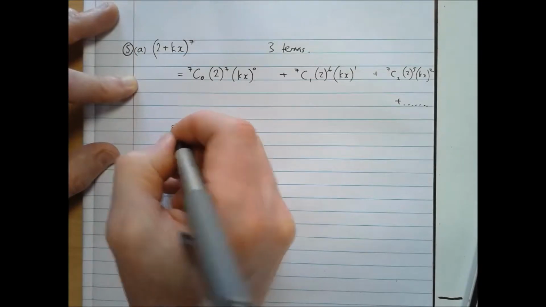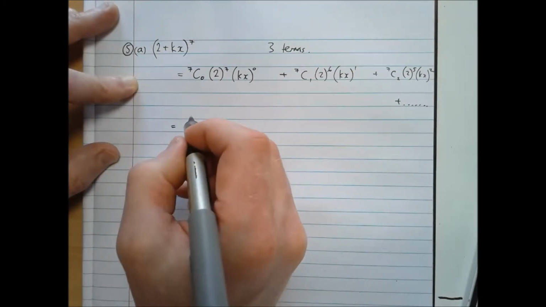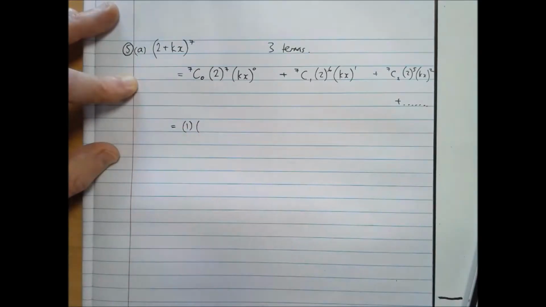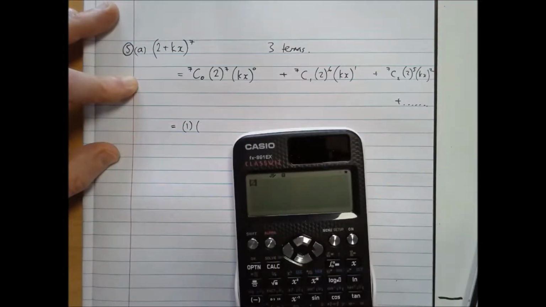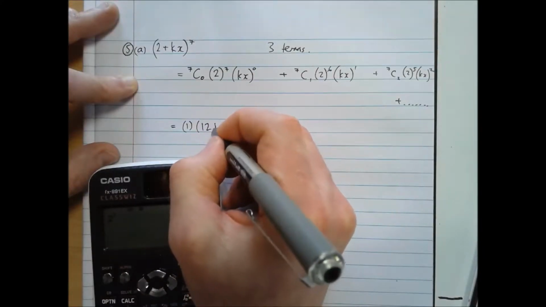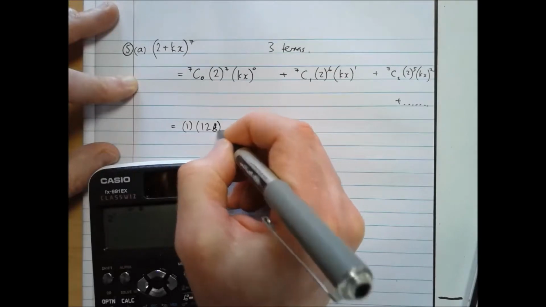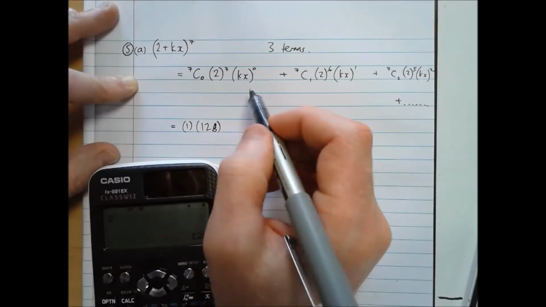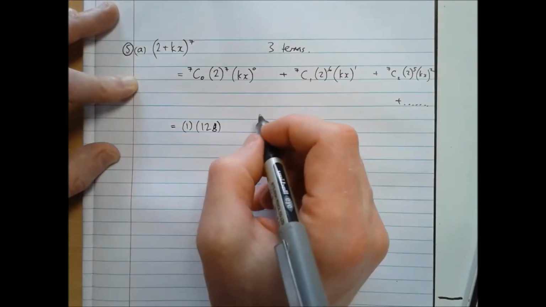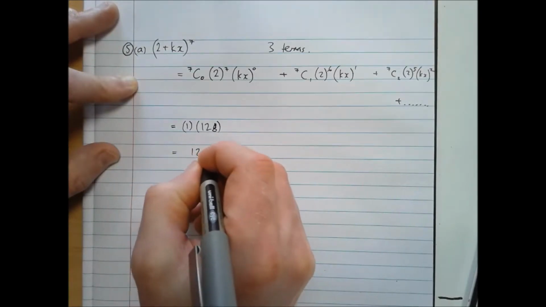Let's tidy that up a little bit. 7C0 is 1. 2 to the power of 7. Let's just check what that gives us. 128. And then kx to the power of 0, anything to the power of 0 is 1, so let's just leave that there. So that's ultimately going to simplify down to 128.